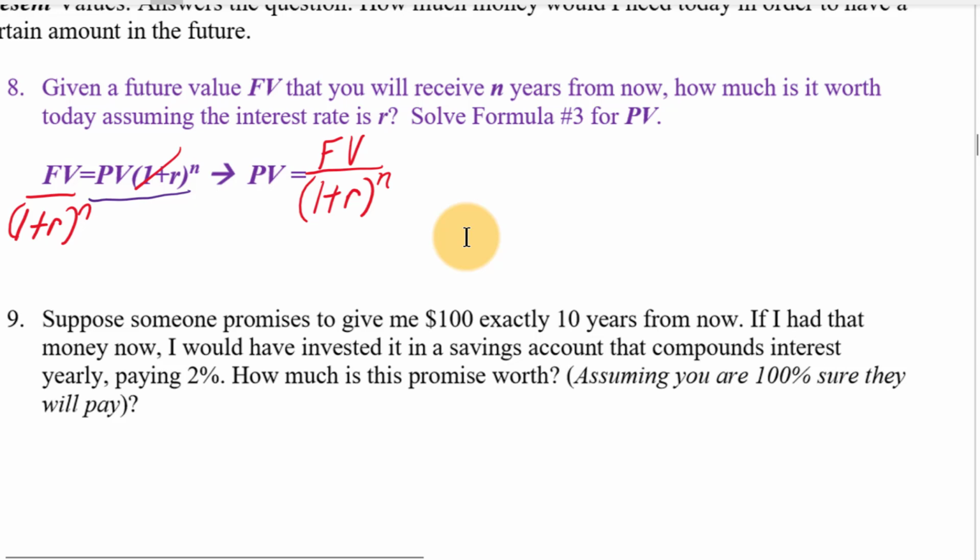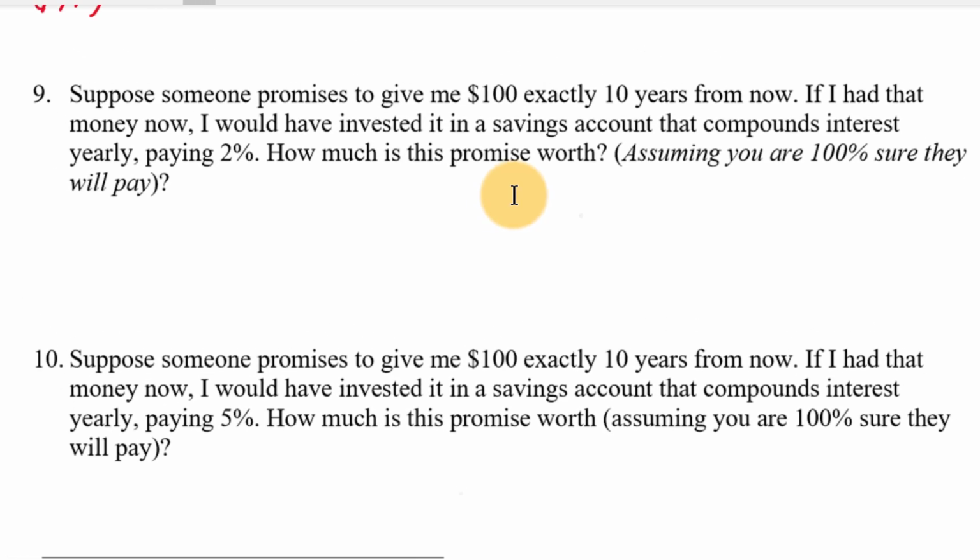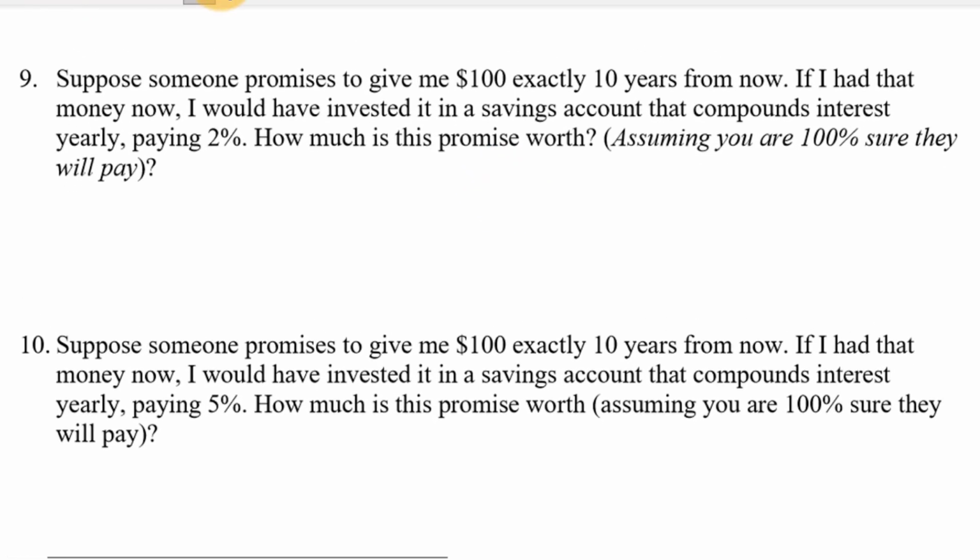Another use for it is, suppose I need $100,000 in the future to be able to go to college. How much money do I need to put in the bank today at a certain amount of interest so that it will grow to be $100,000 in that future? So that leads us to a problem like number 9. Suppose somebody promises to give me $100 exactly 10 years from now. If I had that money now, suppose what you would have done is invested it in a savings account that compounds interest just yearly, paying 2%.